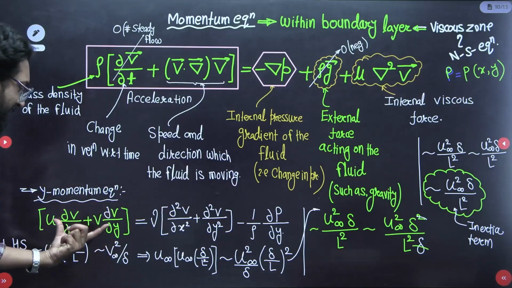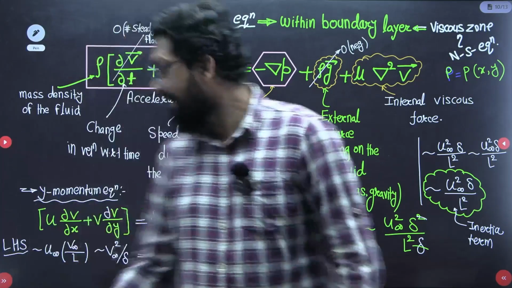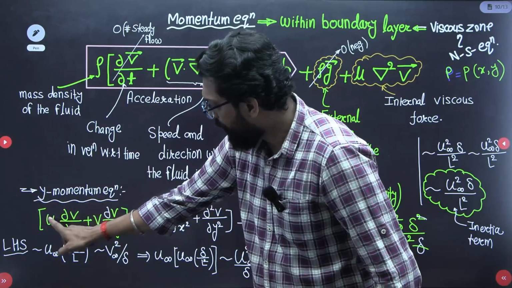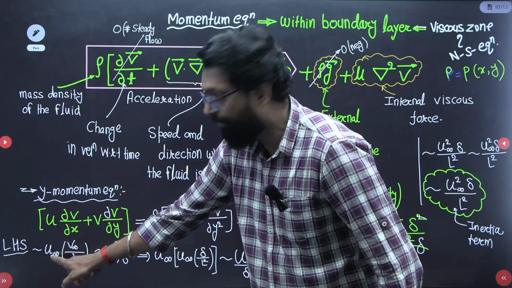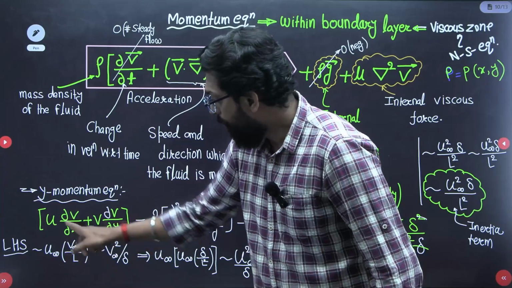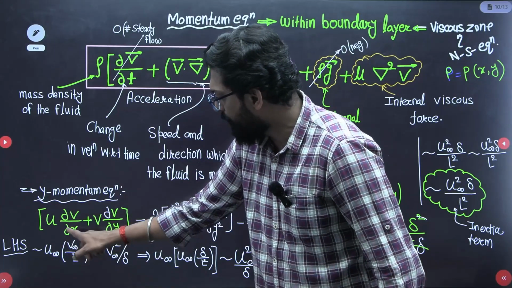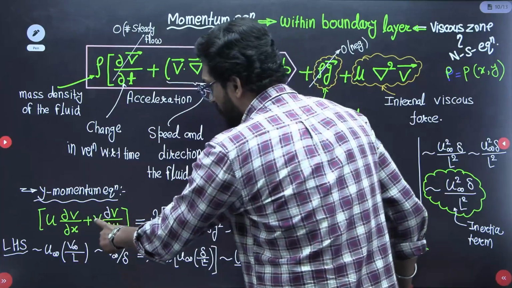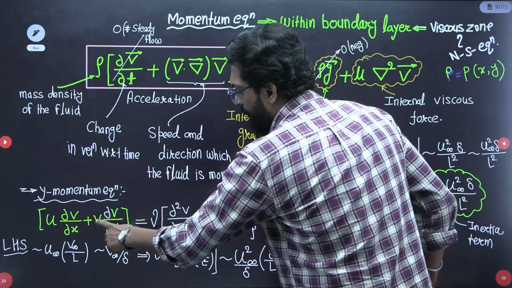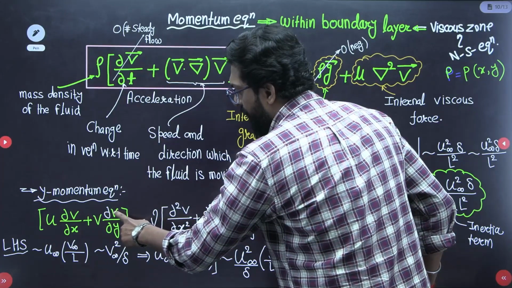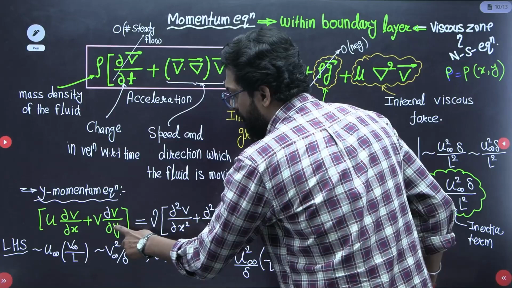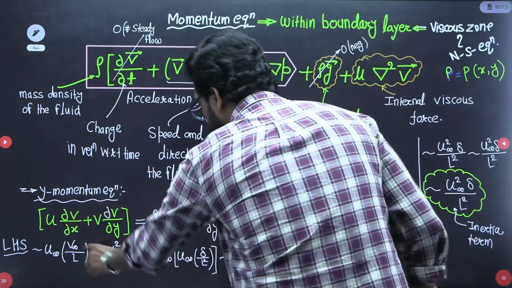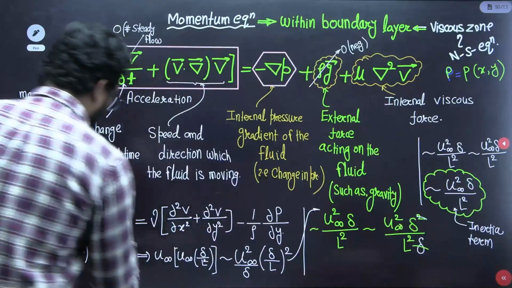First we have to take the left hand side. So what is the order of magnitude of u? Order of magnitude of u is u infinite. What is the order of magnitude of v? V infinite. What is the order of magnitude of dx? L. The order of magnitude of dou v, so v square divided by the order of magnitude of y, which is delta. Done.